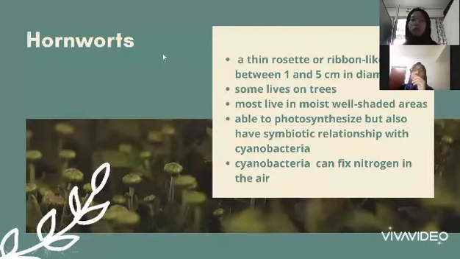Hornworts. The hornwort gametophyte usually grows as a thin rosette or ribbon-like thallus between 1 and 5 cm in diameter. Some species of hornwort live on trees, but most live in moist and well-shaded areas. They are able to photosynthesize, but also have a symbiotic relationship with cyanobacteria. Cyanobacteria can fix nitrogen in the air, unlike plants.